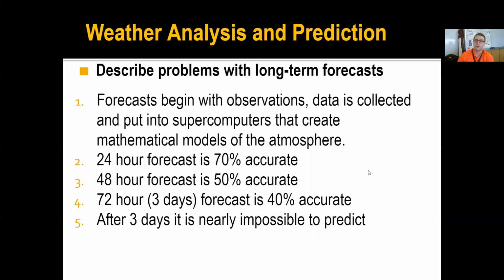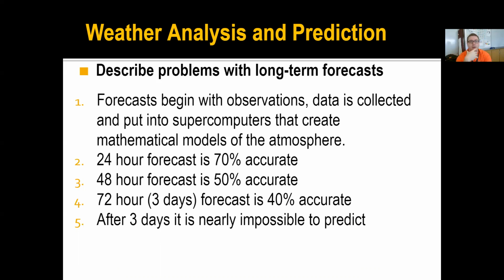The issue with forecasting long-term is that our forecasts always begin with observations. You collect data, you put it into big supercomputers that give us mathematical models for what the atmosphere is going to do in the future. The issue is the further out you go, the less accurate it becomes because of how many variables are in play.